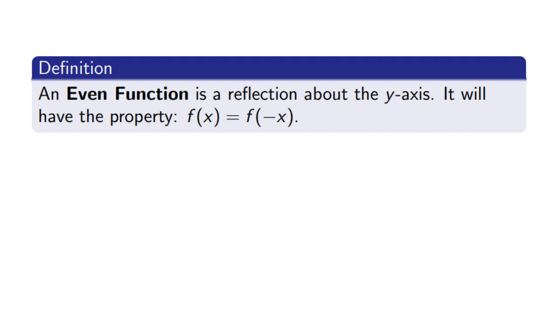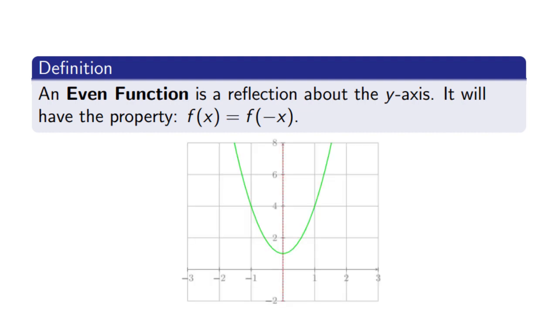An even function is a reflection about the y-axis, and it will have the property f of x equals f of negative x. A good example graph of this is the parabola. Its axis of symmetry, where it is self-symmetric, lines up on the y-axis.